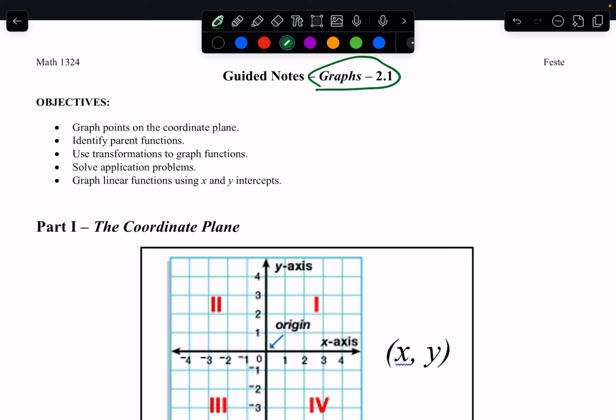Our objectives for this one are graph points on the coordinate plane, identify parent functions, use transformations to graph functions, solve application problems, and graph linear functions using x and y intercepts.